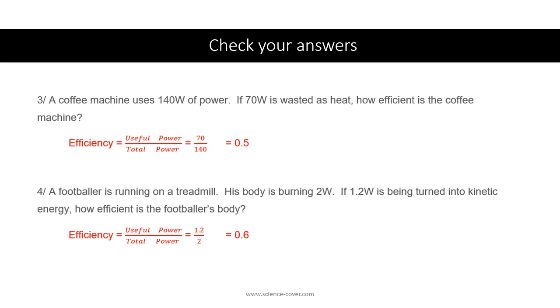Question 4. A footballer is running on a treadmill. His body is burning 2 watts. If 1.2 watts is being turned into kinetic energy, how efficient is the footballer's body? Well, we're given the useful power here as 1.2 watts, and he's burning 2 watts as his total power. So we can do 1.2 divided by 2, which gives us 0.6.